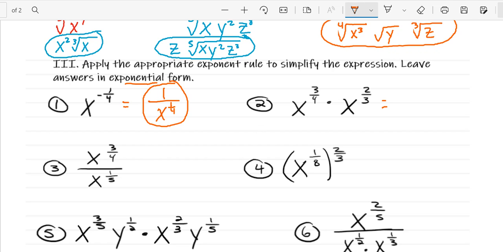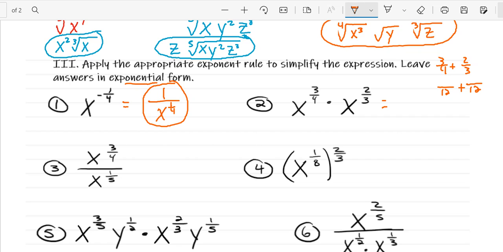When you multiply, the rule is that you add the exponents. So we need to be doing 3/4 plus 2/3. Again, if you have a calculator, you can just key the fractions in. It'll automatically convert to common denominators. If you do not, make sure you do that. The common denominator will be 12.